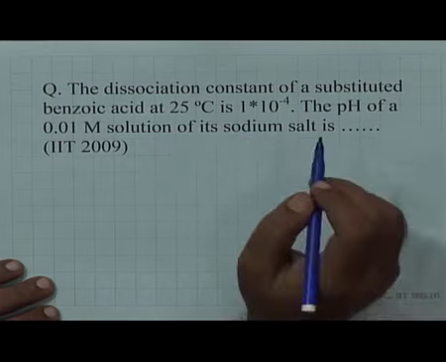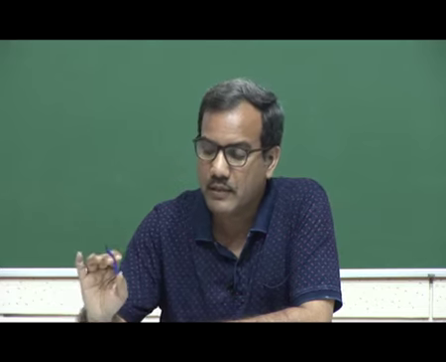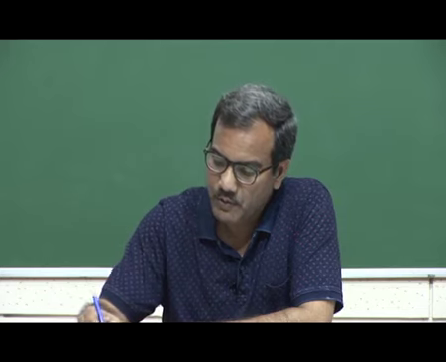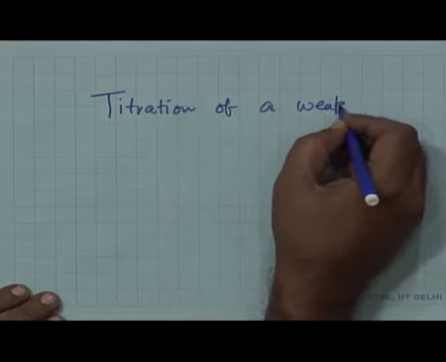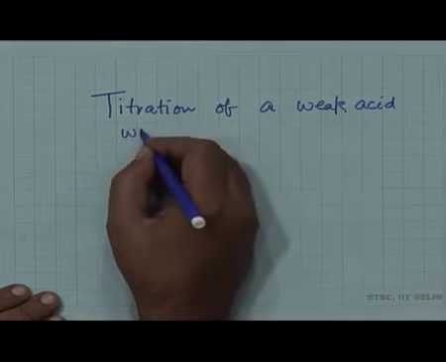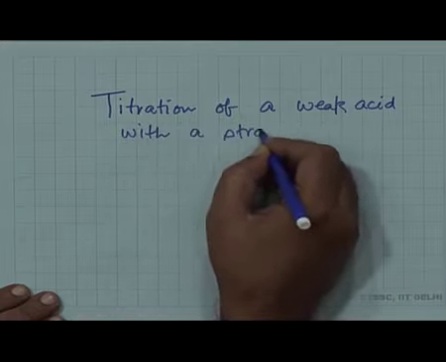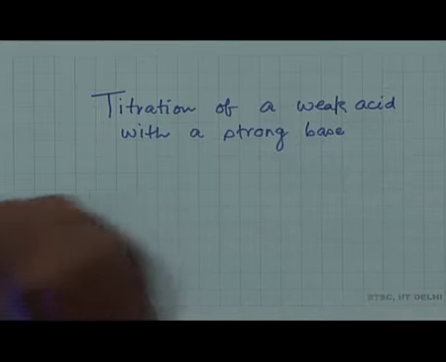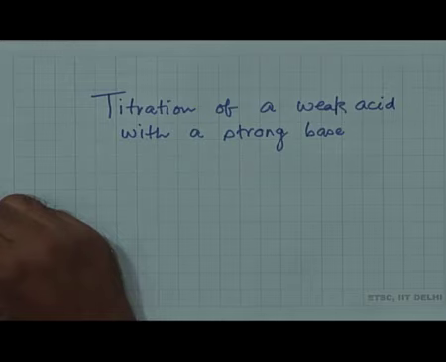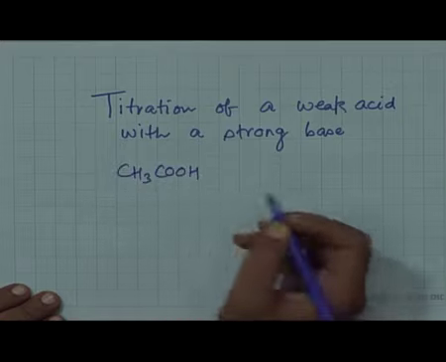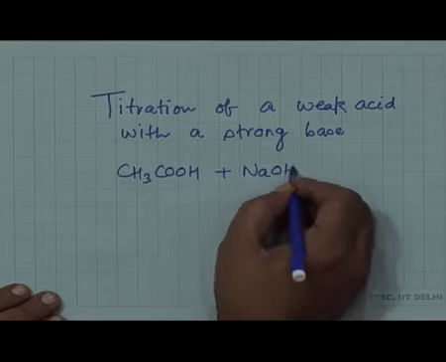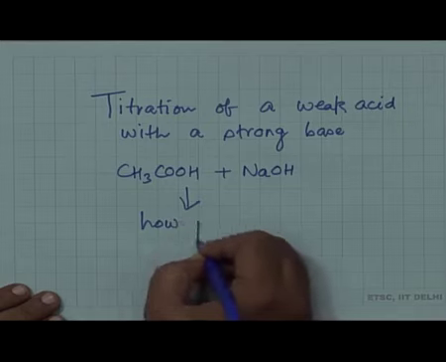Now, what we will do is calculate the pH of a solution when we are titrating a weak acid with a strong base. So, what we are going to discuss next is the titration of a weak acid with a strong base. The weak acid is, suppose, acetic acid, and when we titrate with NaOH, how the pH changes.